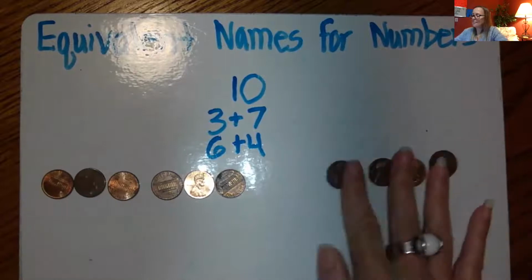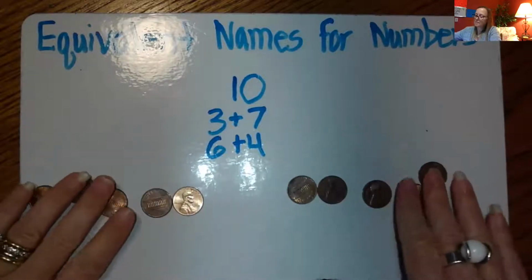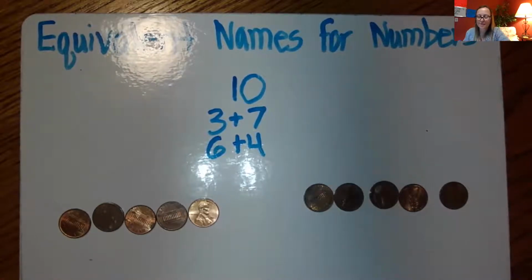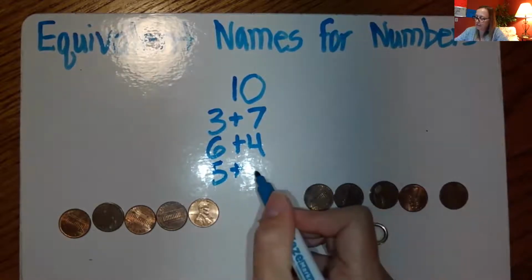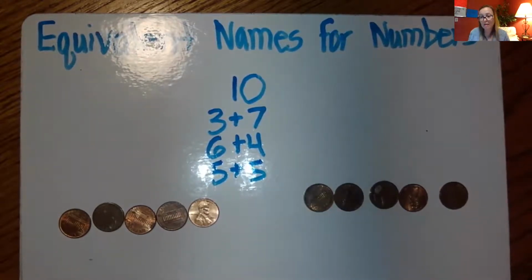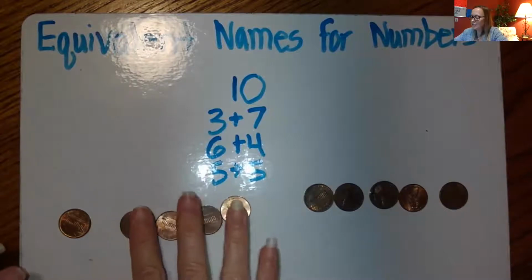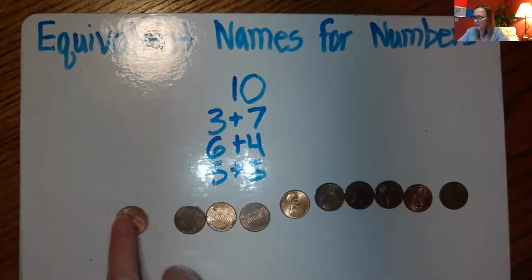Now let's see. How about I do this? What is that now? 1, 2, 3, 4, 5 plus 1, 2, 3, 4, 5. So I never changed the amount of pennies on this board. They were always 10. But I came up with different names for 10, didn't I? I came up with 3 plus 7, or 6 plus 4, or 5 plus 5, or I could do this. 1 plus how many? You know? 9. I could do this. 10 plus 0, or 0 plus 10.